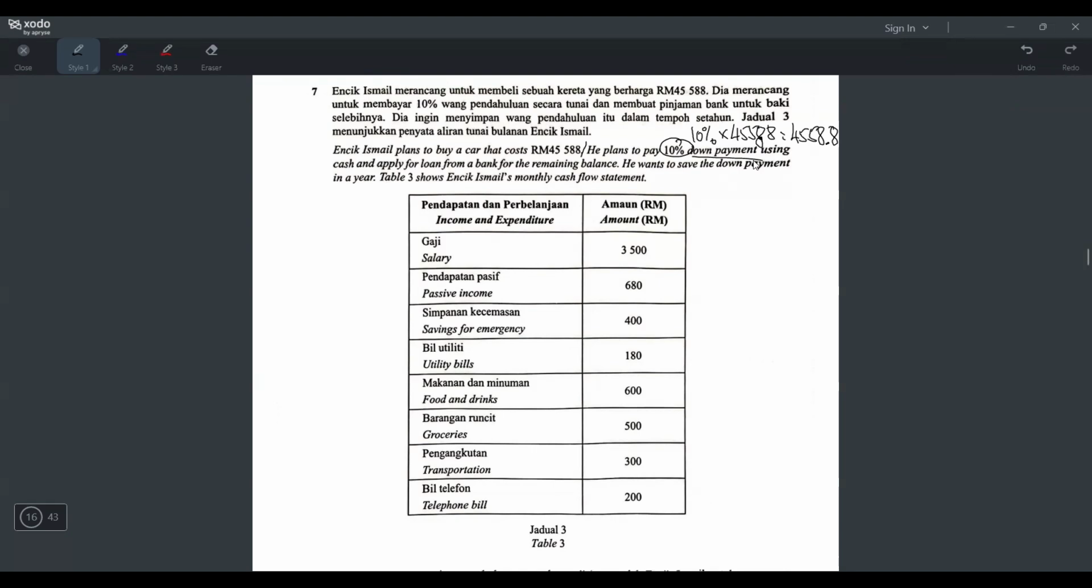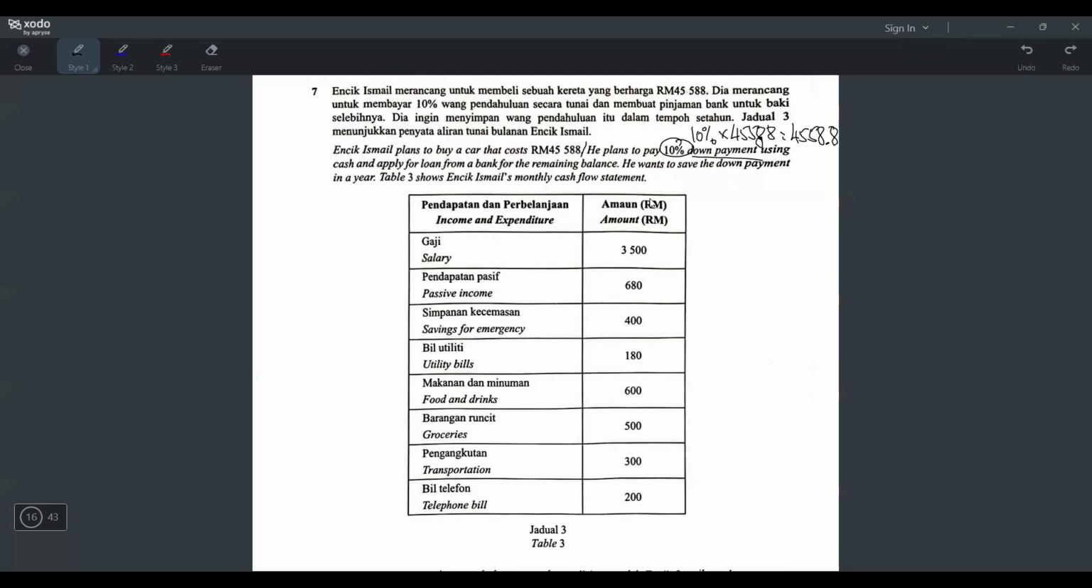Wait, what's down payment? Down payment in Bahasa Melayu is bayaran pendahuluan. It means this is the money that you pay first. So 10% is the down payment that you already paid. Then what about the remaining 90%? The remaining 90% you pay using a loan. It means you take a loan from the bank and then you pay the 90% slowly, monthly, back to the bank. But when you pay back to the bank, there is interest. They charge interest.